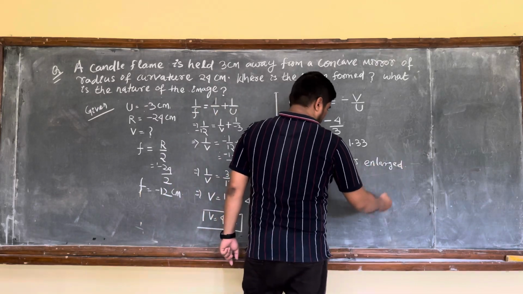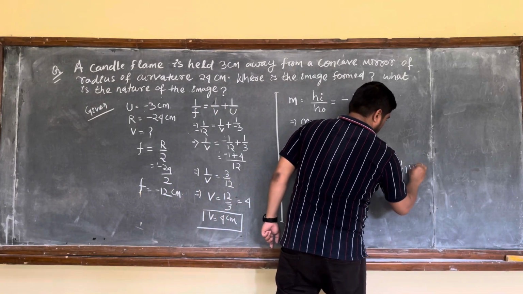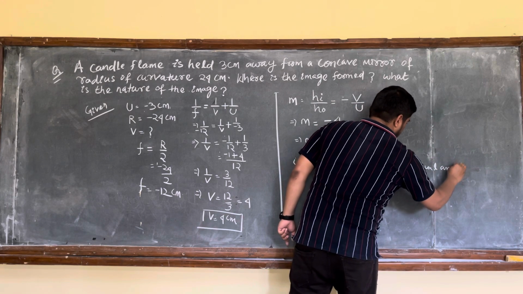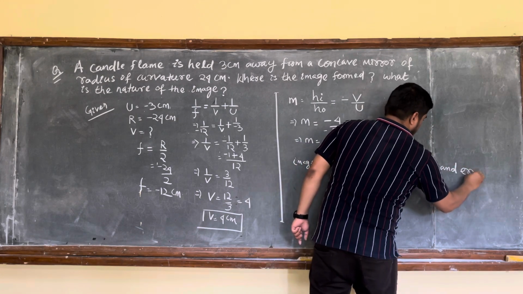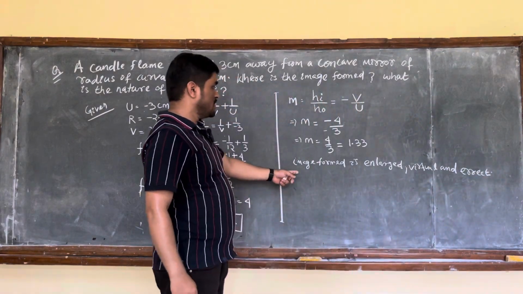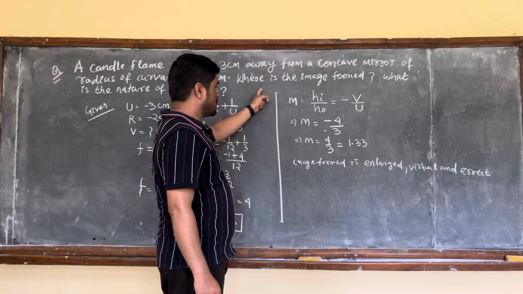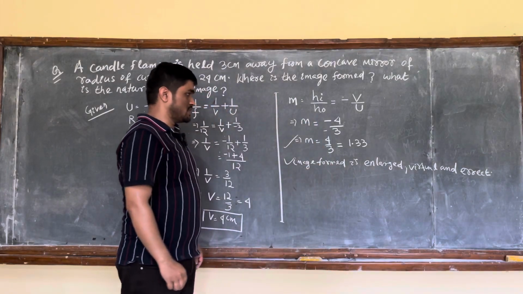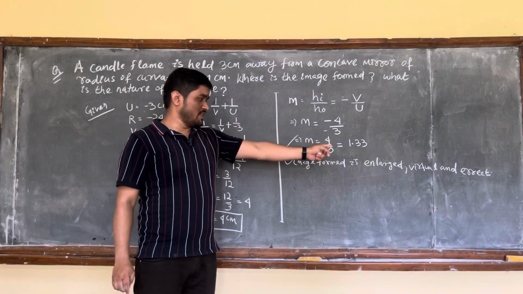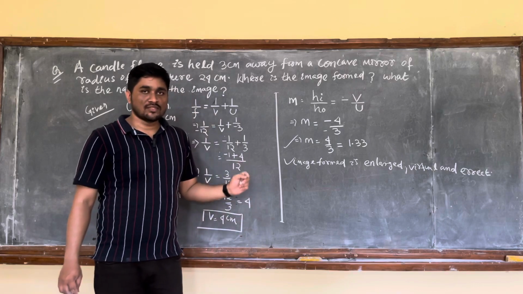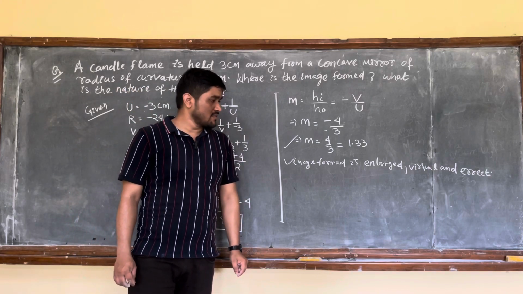The image formed is enlarged, virtual and erect. So this will be the nature of the image formed. So this will be the answer. The magnification produced is 1.33 and the image formed is enlarged, virtual and erect. Thank you.